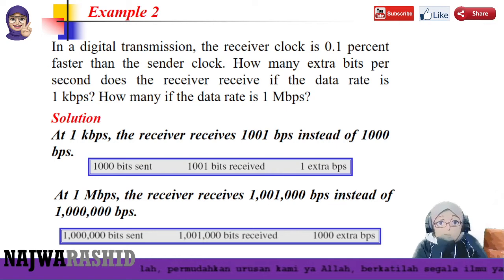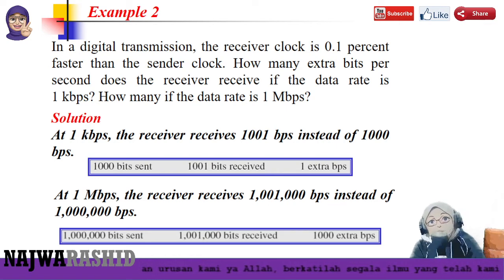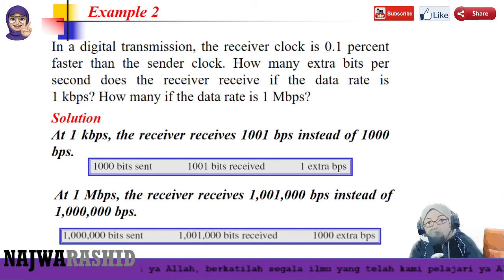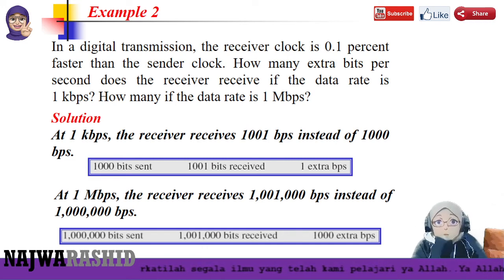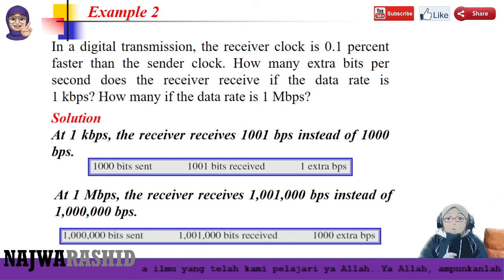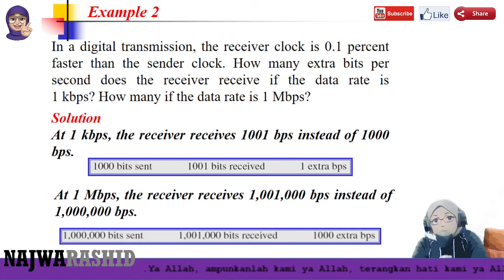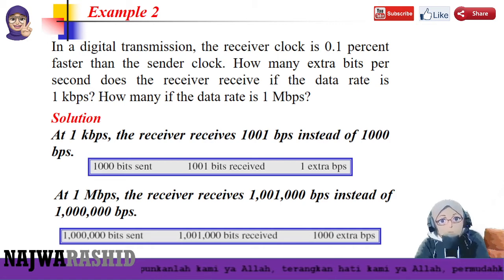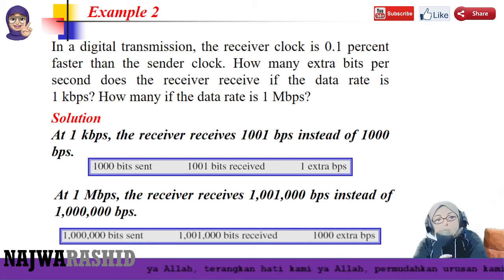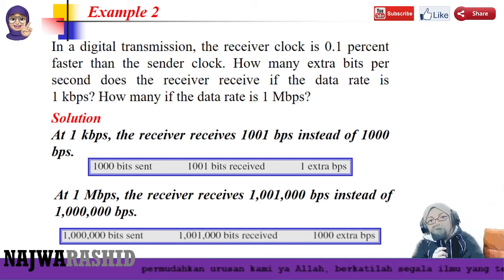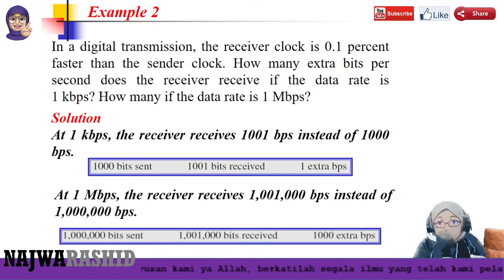So you are given a data rate. You need to identify the extra bits being received by the receiver because of the clock. So look at 1 kilobit per second first. At 1 kilobit per second, 1000 bits sent, 1001 bits received. So at 1000, we have an extra 1 bit per second.